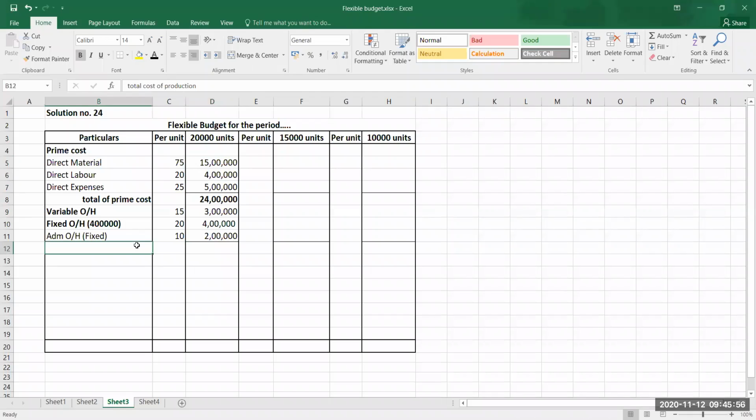So when I add the prime cost and the variable and fixed cost, I get the total cost of production.